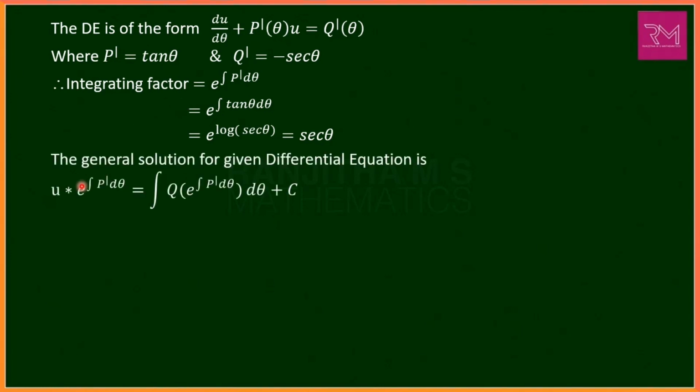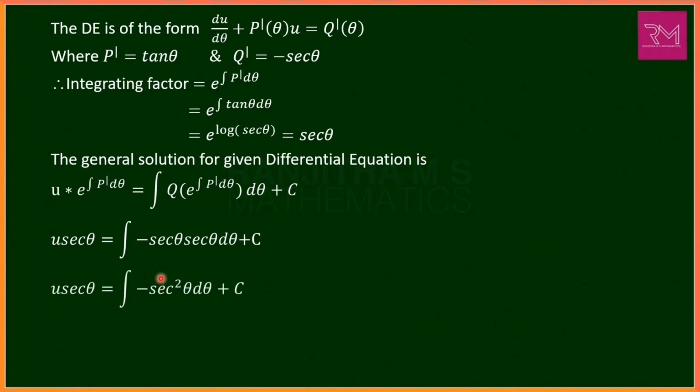Once we obtain the integrating factor, the general solution for the given differential equation is given by u into integrating factor, which is equal to integral of q into integrating factor into d theta plus c. Substituting the q value and integrating factor value, we get u into secant theta, which is equal to integral of minus secant theta into, here the integrating factor value is secant theta, into d theta plus c. Here we know that secant theta into secant theta is secant square theta. We know that integration of secant square theta is tan theta. So u secant theta is equal to integral of minus secant square theta d theta plus c. Hence we get u into secant theta, which is equal to minus tan theta plus c.